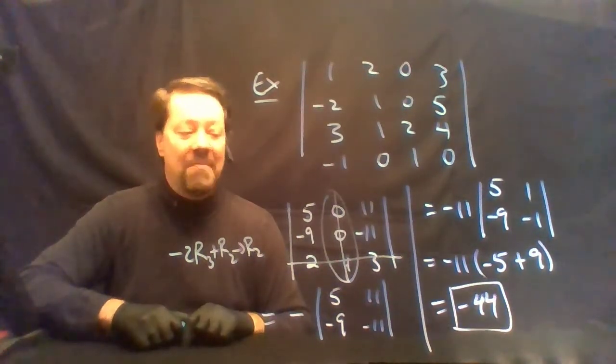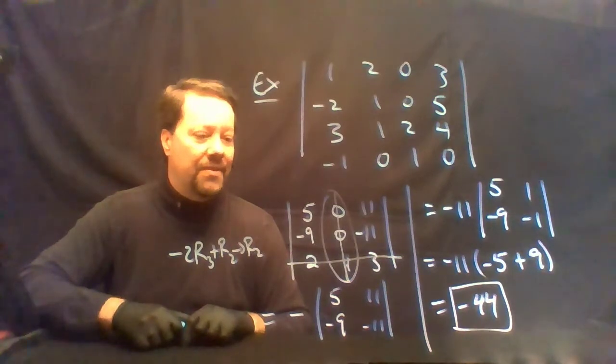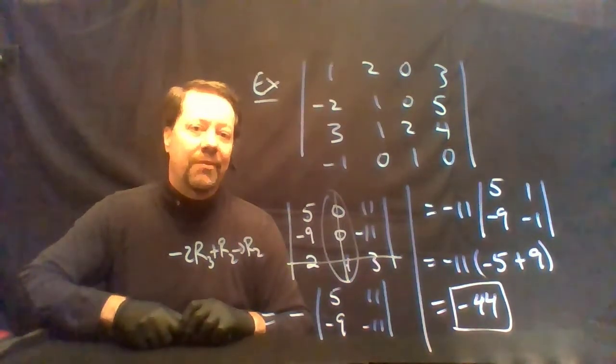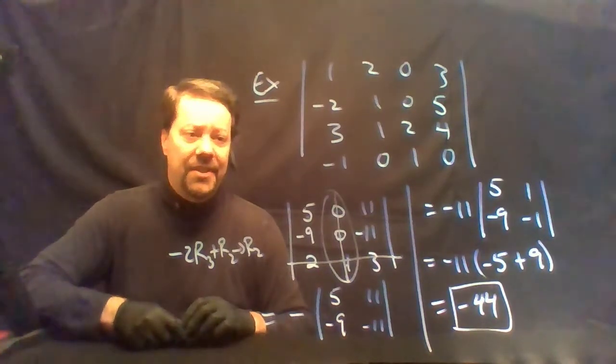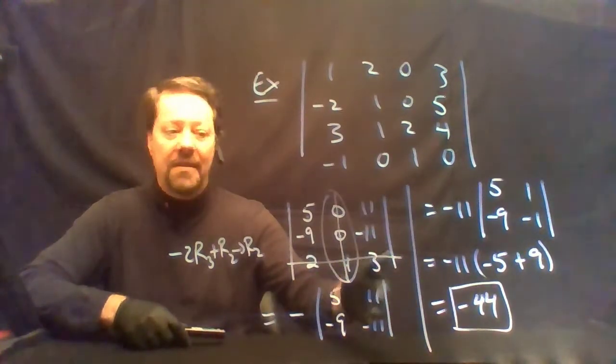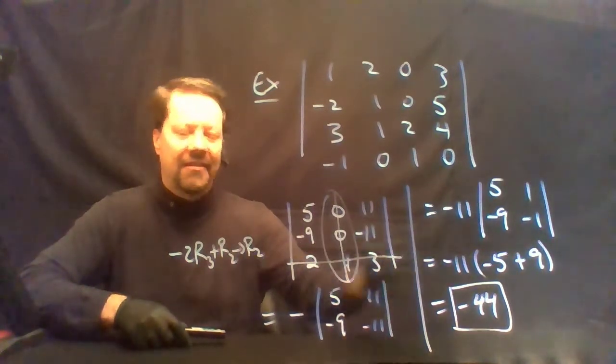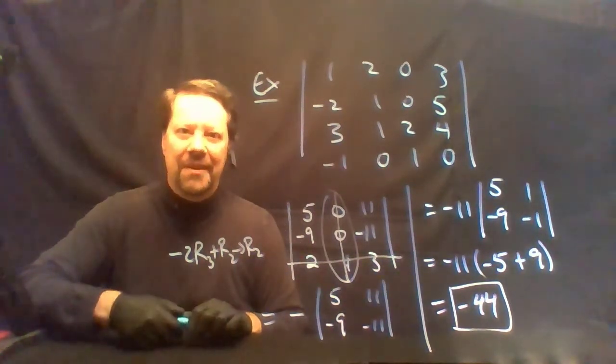You can see that by introducing a lot of zeros into the matrix, we've greatly simplified the total number of calculations that were required. In addition, you can factor constants out of any row or column. Factoring the 11 out made the arithmetic simpler for us.